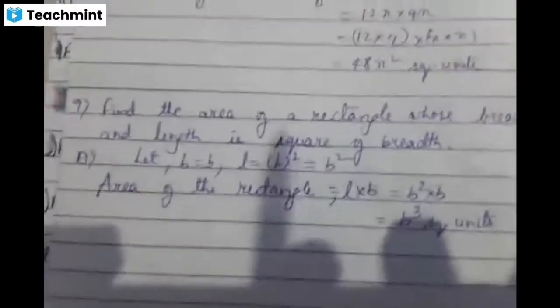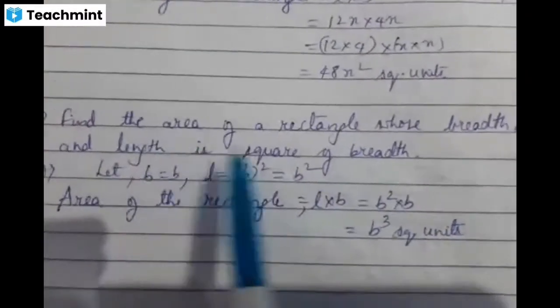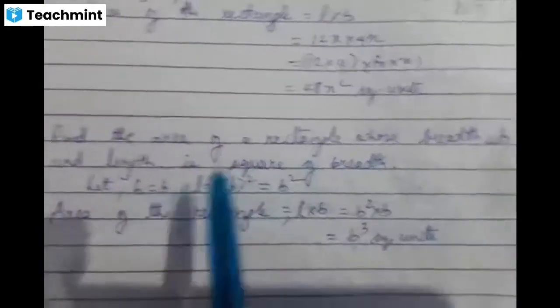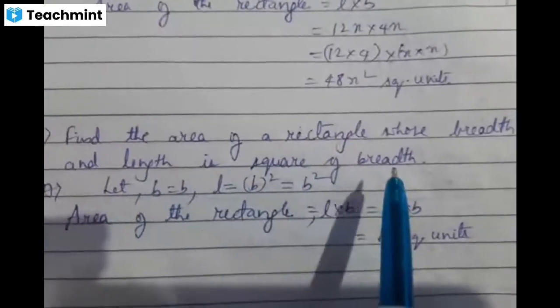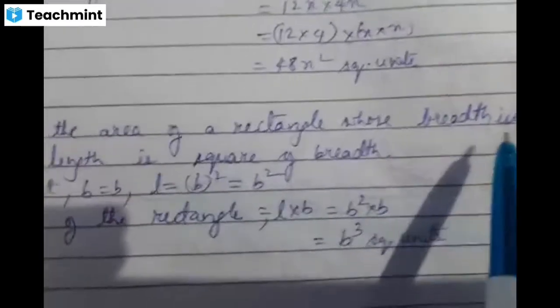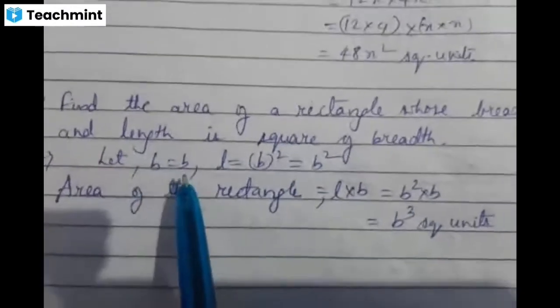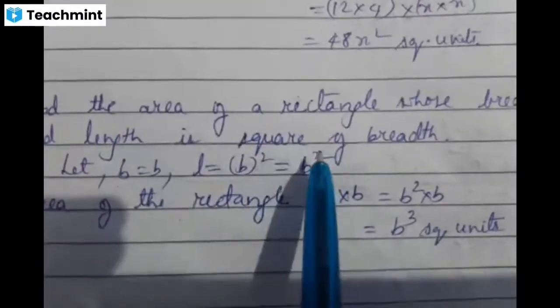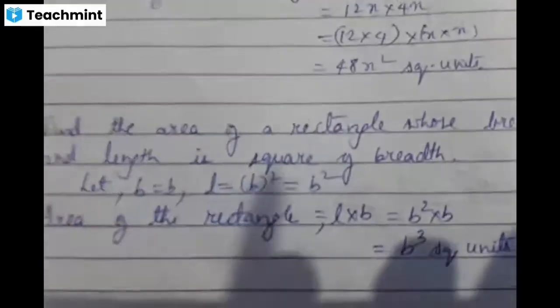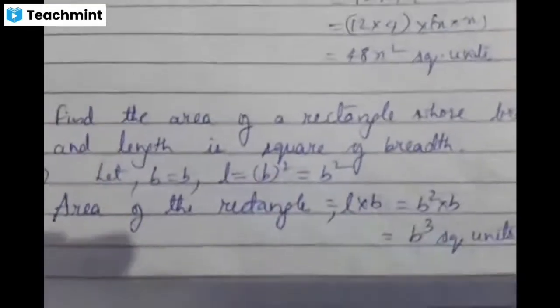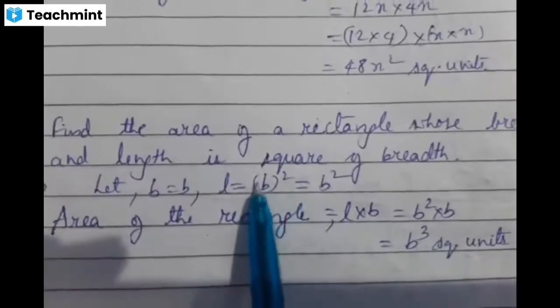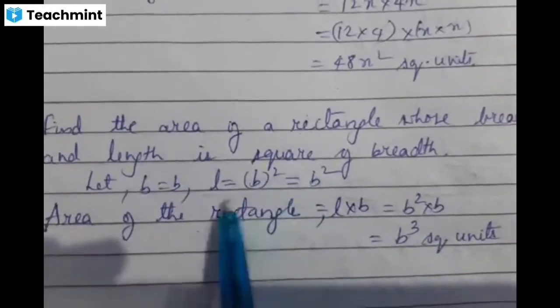Next is question number 9. Find the area of a rectangle whose breadth is b and length is square of the breadth. Children, breadth is given as b here. So b is equal to b I have taken. Length is square of breadth. It means b square. Square of breadth means b is squared 2 times. That is square of breadth. So b square is the length.